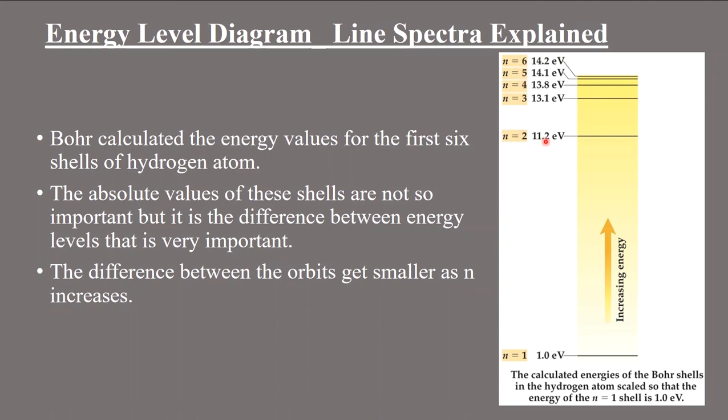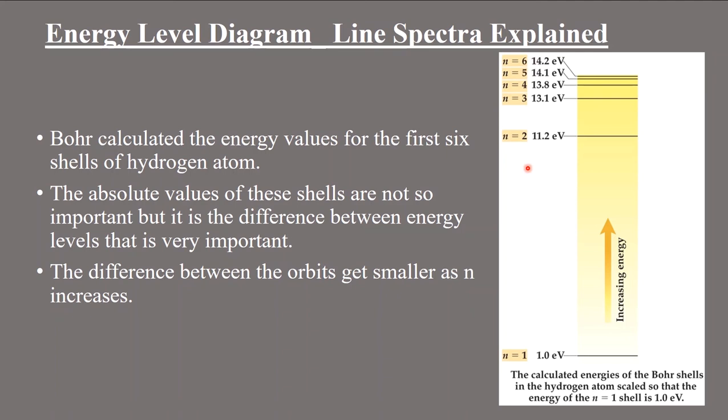The energy difference between first and second shell is 10.2 electron volt. Between second and third is 1.9 electron volt. Between third and fourth is 0.7. Between fourth and fifth, it is 0.3. And between fifth and sixth shell, the difference of energy is just 0.1 electron volt.